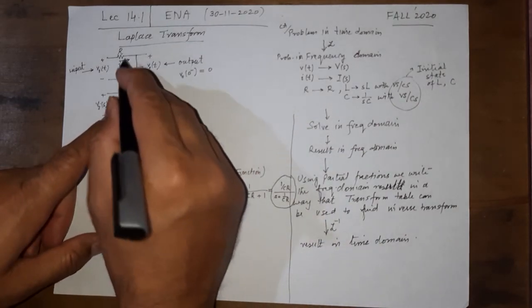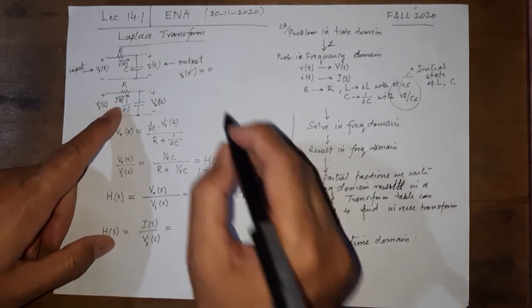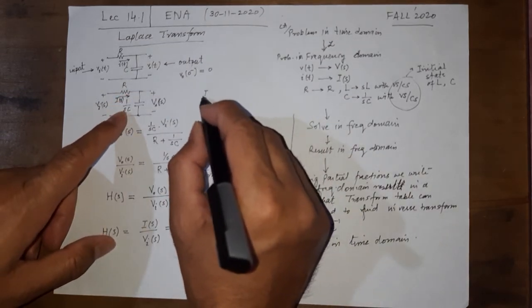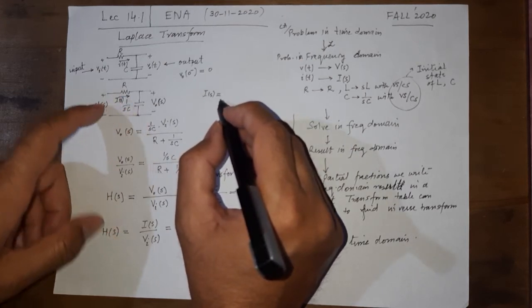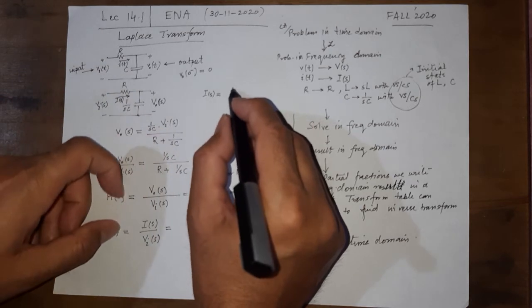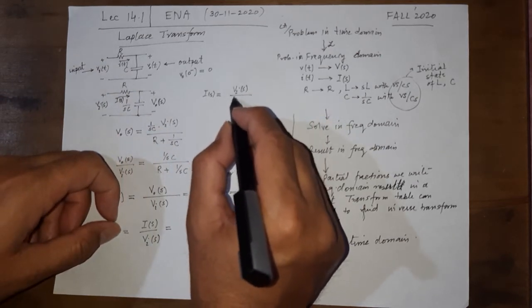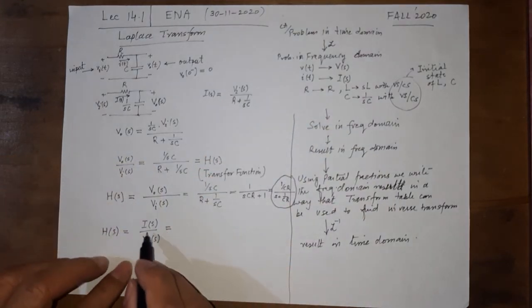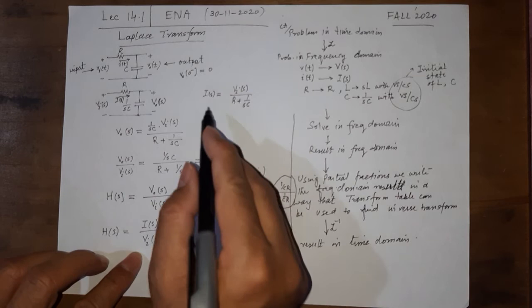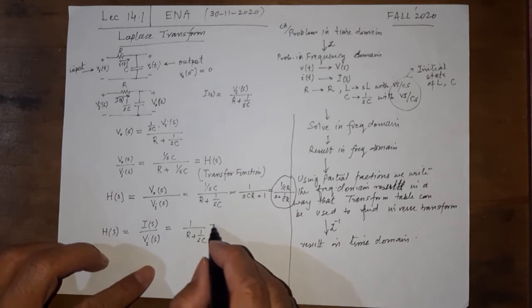So when we transform this in the frequency domain, we will write this as I of s, and now we can see that I of s would be equal to this voltage divided by the total impedance. So Vi of S over R plus 1 over SC. So what will I over Vi of S be? It is 1 over R plus 1 over SC.